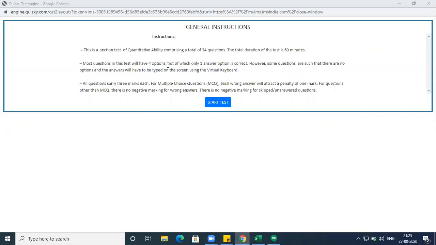This section of QA comprises a total of 34 questions, 60 minutes. Most questions in the test will have 4 options, out of which only one option is correct. However, for some questions there are no options and the answer will have to be typed on the screen. Each question carries 3 marks. Okay, let's start.